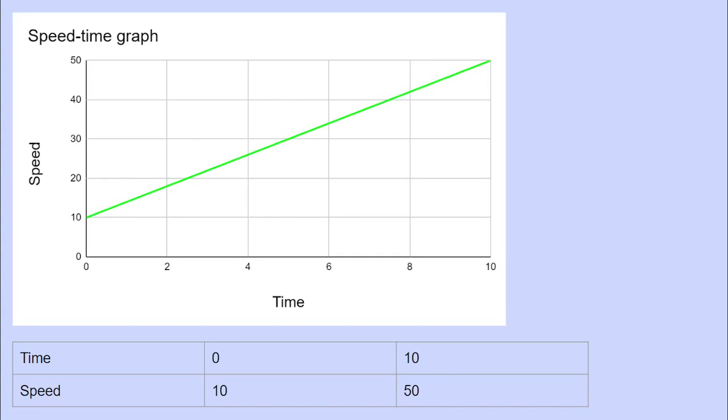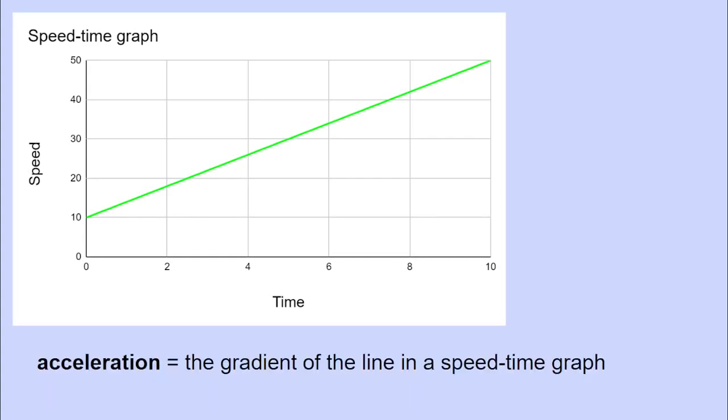Let's take a look at this speed-time graph. We can see here that the speed is increasing. At the bottom we have a chart. Time is above speed. At time t equals 0, the speed equals 10. At time t equals 10, the speed equals 50. So, the acceleration equals the gradient of the line in a speed-time graph.